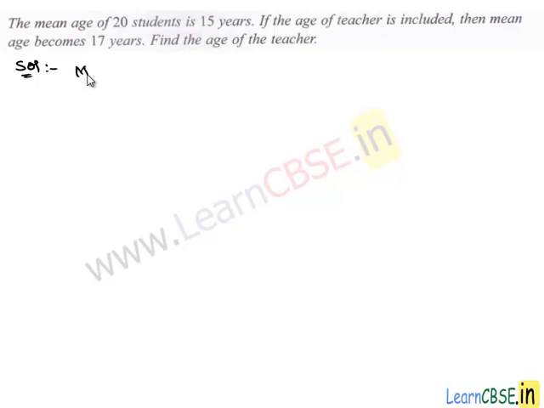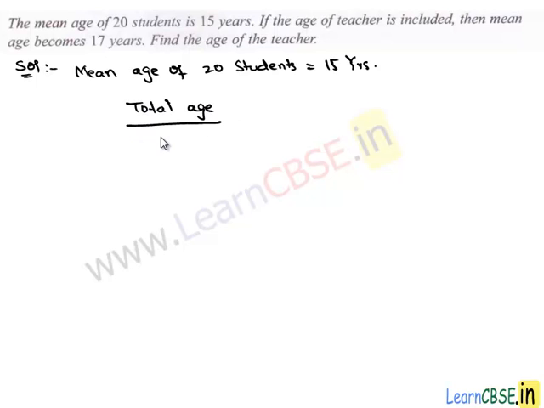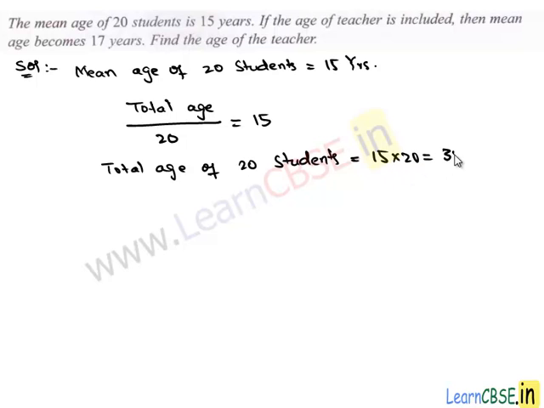According to the problem, we are given the mean age of 20 students, which is equal to 15 years. Here, mean is the ratio of total age of 20 students to the total number of observations, which is 20. It is equal to 15 years. So we have total age of 20 students is 15 times 20, which is equal to 300 years.